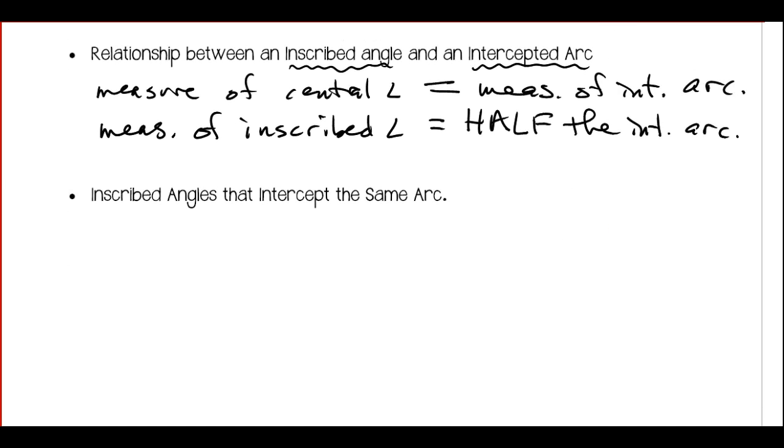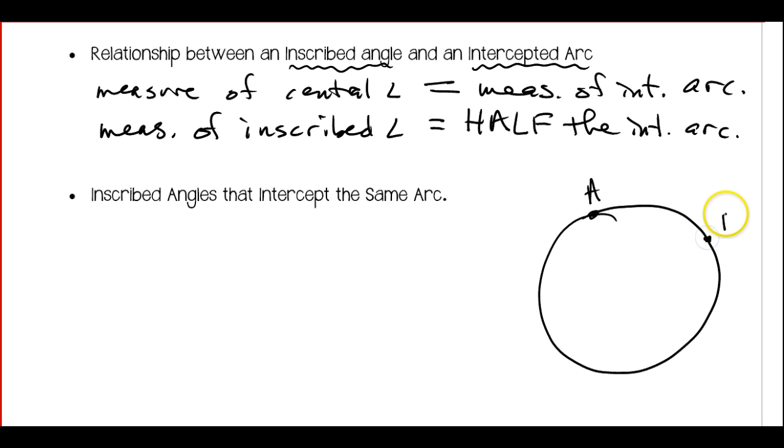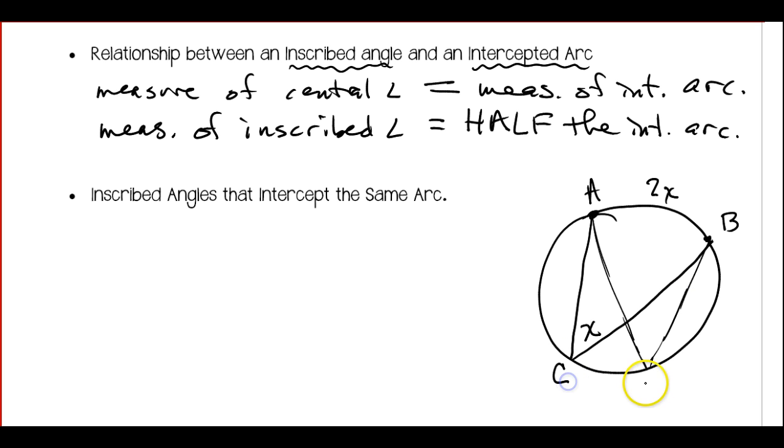So let's take a look at some inscribed angles that intercept the same arc. So here's my arc AB, and I'm going to draw an inscribed angle here. So if this angle is x, we know that this arc has to be 2x, because it's got to be twice as much. The inscribed angle is half the intercepted arc. So let's draw another inscribed angle here. Let's call this point C. Let's call this point D. So we know that angle ACB intercepts arc AB. Alright, and we know that the inscribed angle is half the intercepted arc.